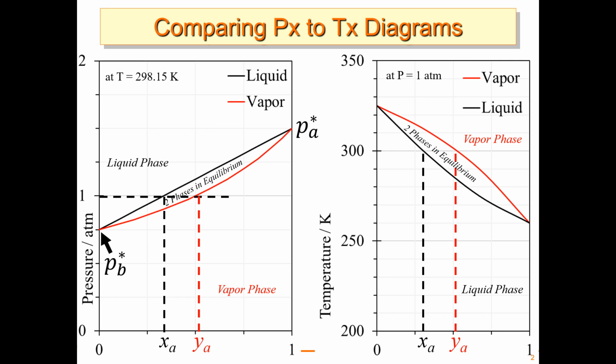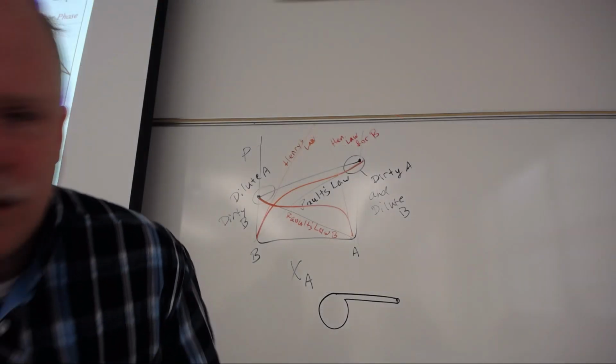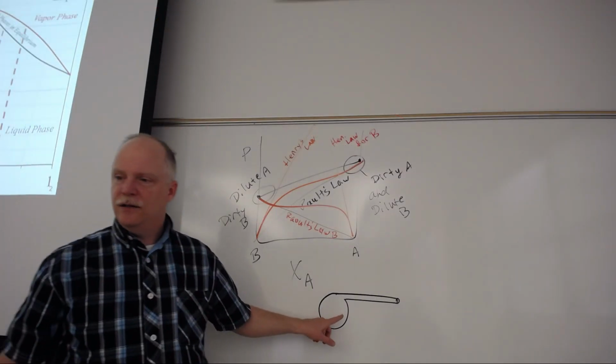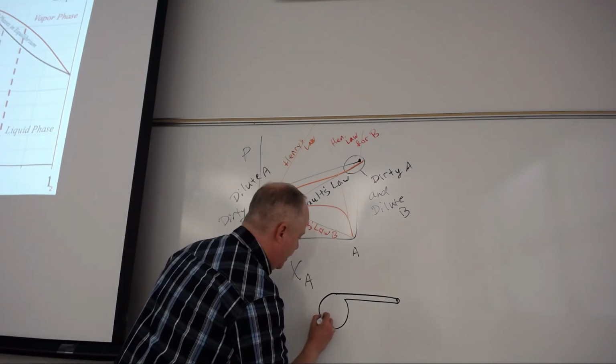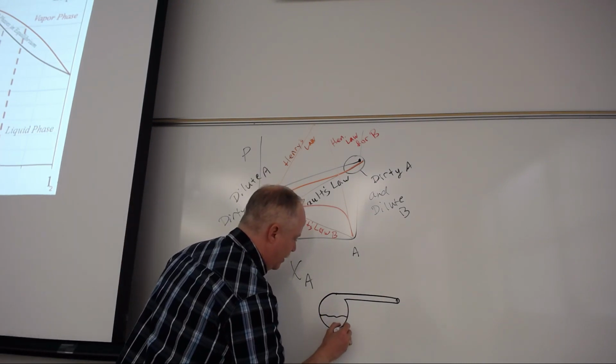Looks kind of like a sigma. But that is a retort. That is a distillation, simple distillation. So this right here is a simple distillation apparatus. And so you have the liquid in here, you boil it, you put it on a ring stand.